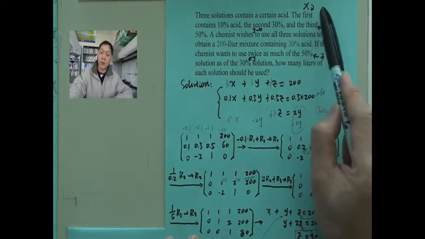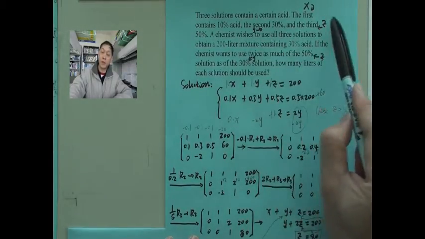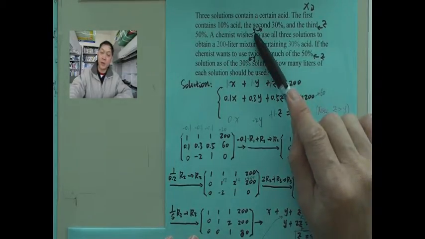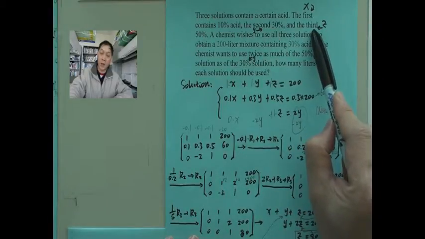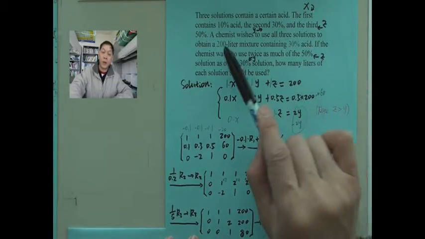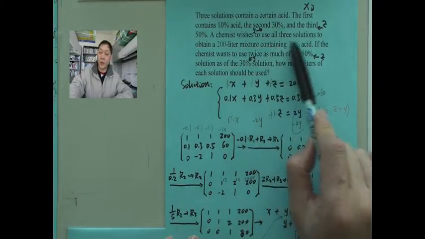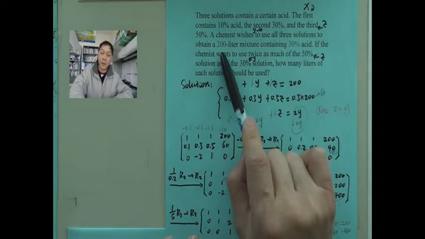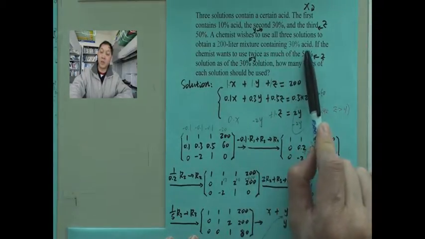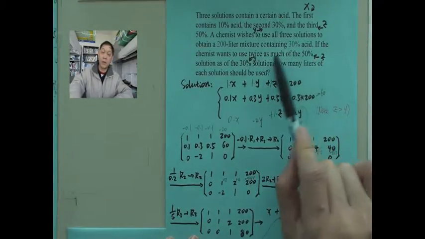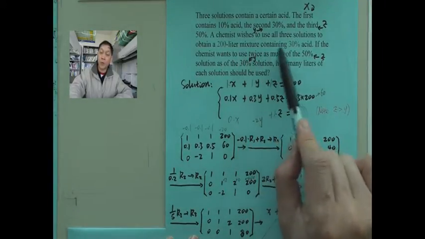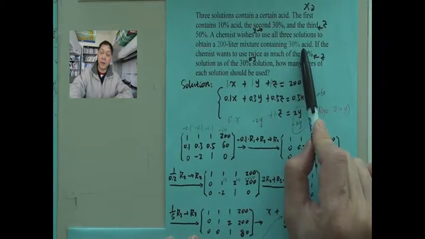We don't know the amount for the first, second, and third, so we may assume that's X, Y for the second, Z for the third one. Now, a chemist wishes to use all three solutions to obtain a 200-liter mixture containing 30% acid. So, among this 200-liter mixture solution, we want only 30% is acid.